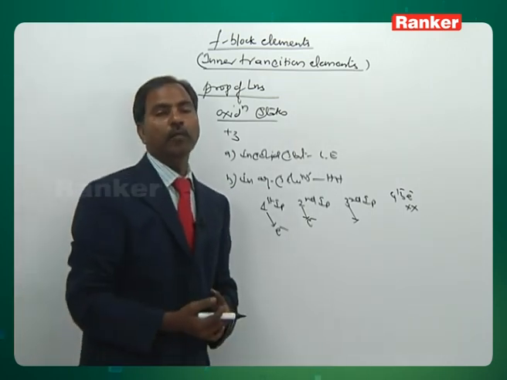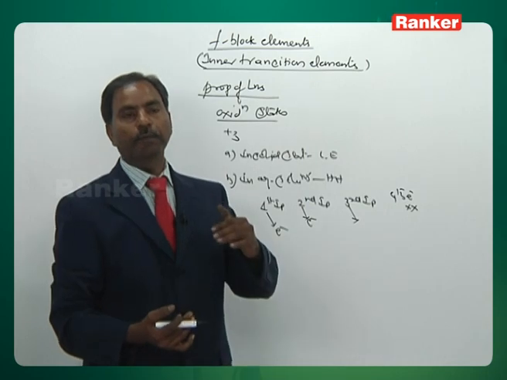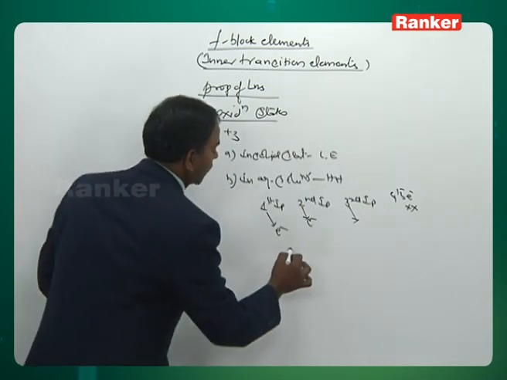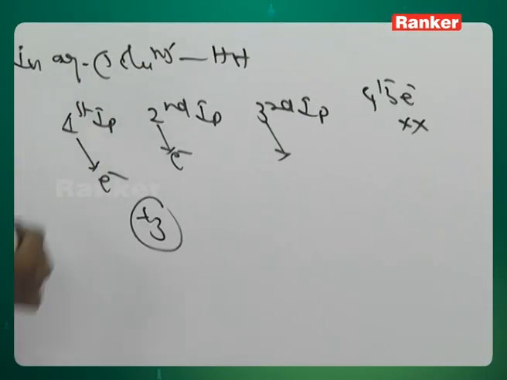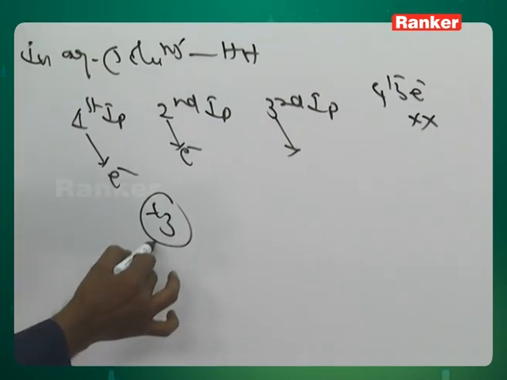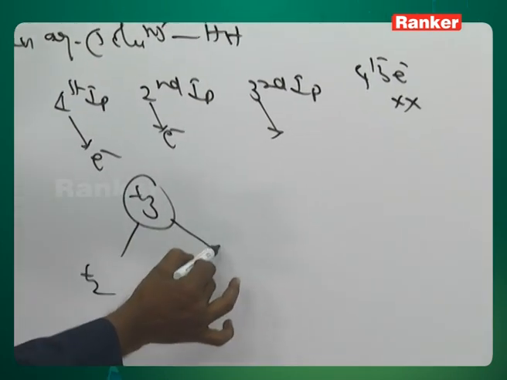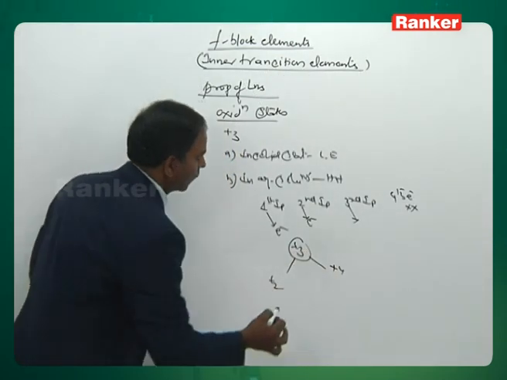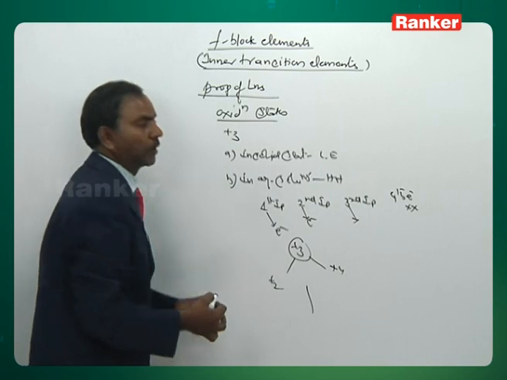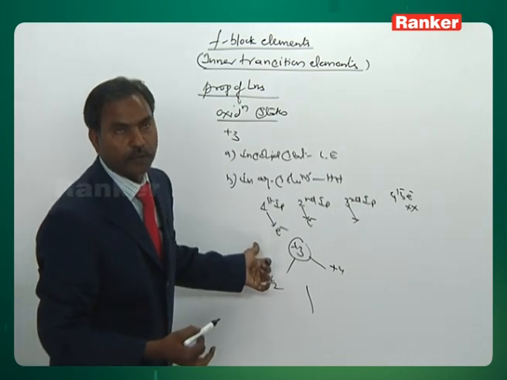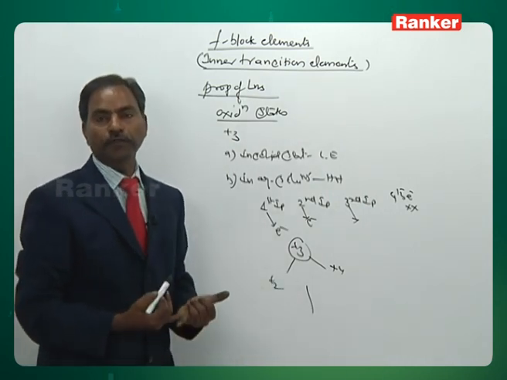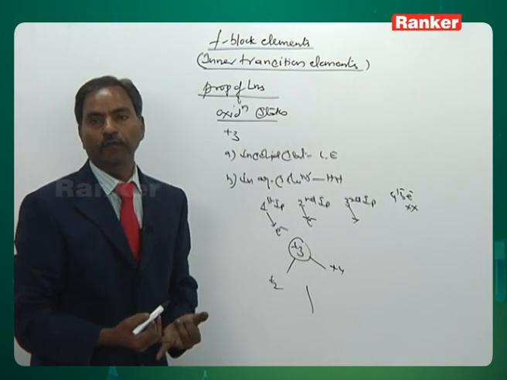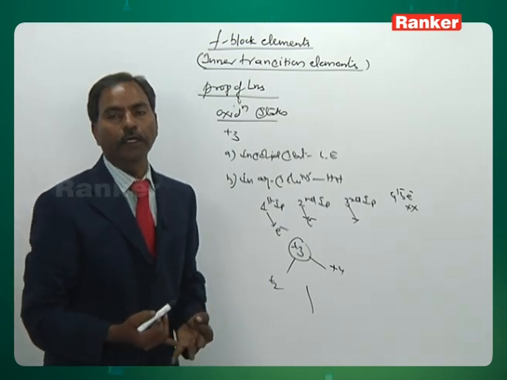In addition to the +3 oxidation state, a few of the elements exhibit +2 and +4. Why do they exhibit +2 and +4 in addition to +3? This is only possible when these lanthanide ions gain either a stable F0 configuration, or F7 configuration, or F14 configuration.